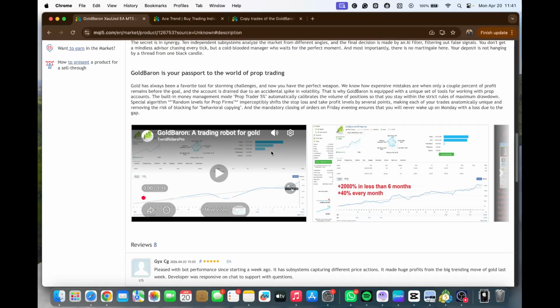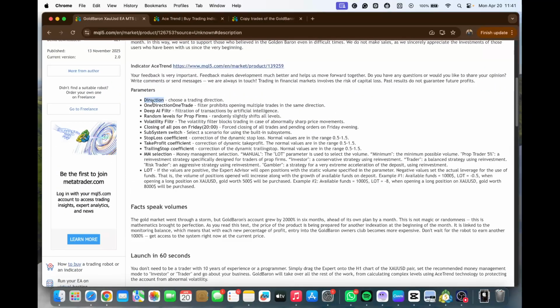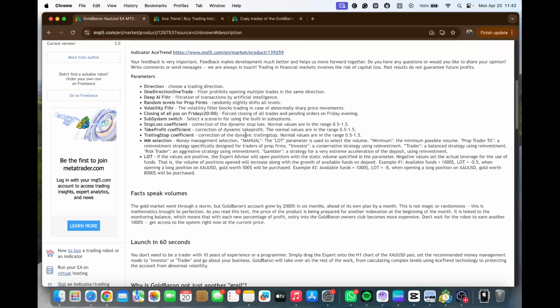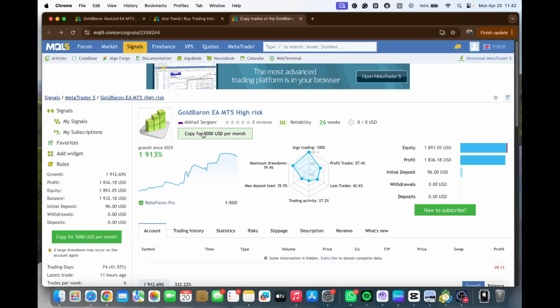These are the settings. The most important one by far is the money management selection. You've got modes from investor and prop trader 5% all the way up to gambler. That gambler mode with negative lot values basically turns into leverage on steroids. That's where the crazy growth comes from, but also the blow up risk.